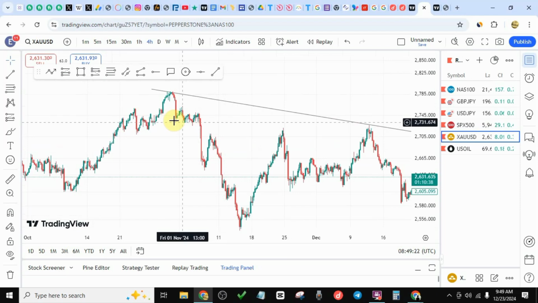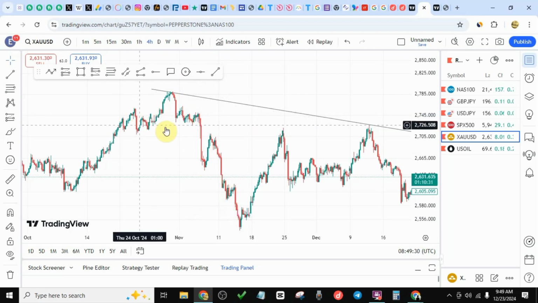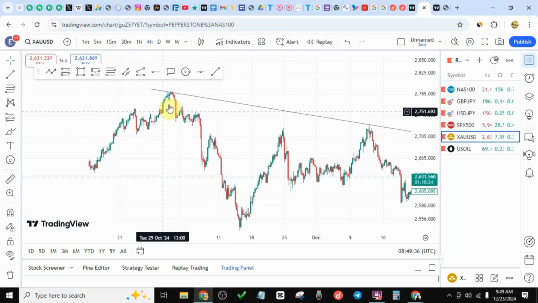As you can see right here, there's a head and shoulder. There's a head, and there's a right and a left shoulder. This is the 4 hour time frame, and the market dropped to this level. Look at the neckline. The market came back to retest this neckline again. It has come to retest it like twice right now.